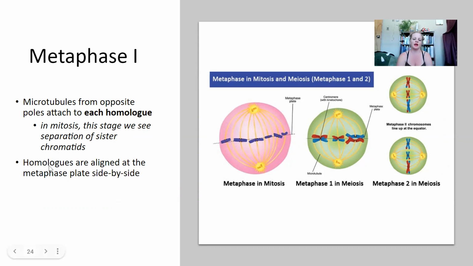Okay. And the other thing that we need to talk about is that each homologous chromosome is aligned at the metaphase plate side by side. So here's one of our homologous pairs. We see the chromosome on this side, we see a chromosome on this side. We see a chromosome here, we see a chromosome here.